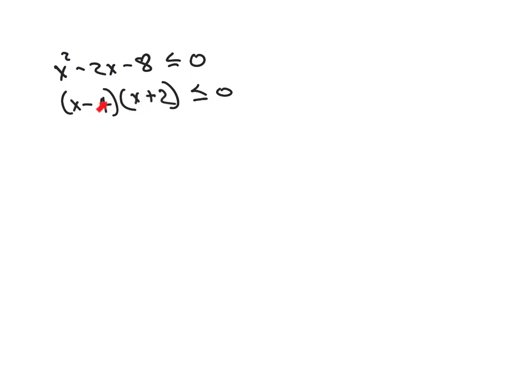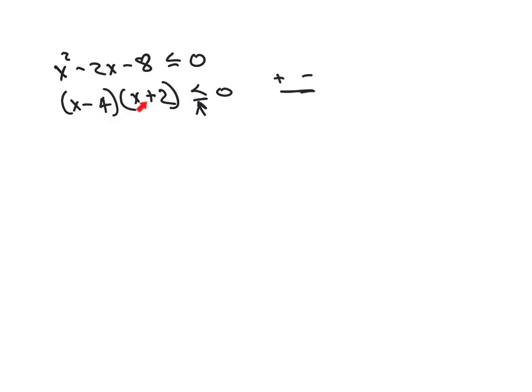When you multiply two numbers together, the only way to get a negative number is if one of them is positive and one of them is negative. The other thing we're trying to do is find out what numbers we can put in here that make it equal to 0, because of the less than or equal to sign. But we're going to focus on having a positive for one of these and a negative for the other, so that when we multiply a positive and a negative, or a negative and a positive, we get a negative answer.